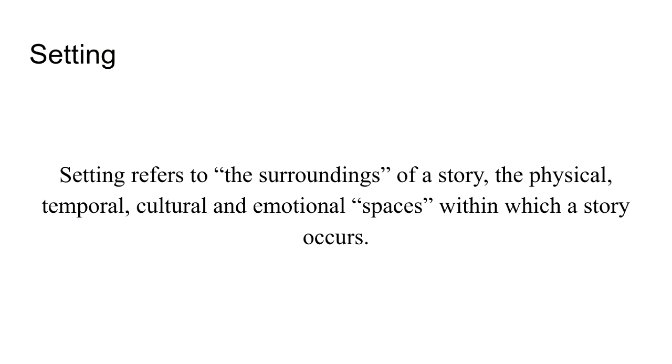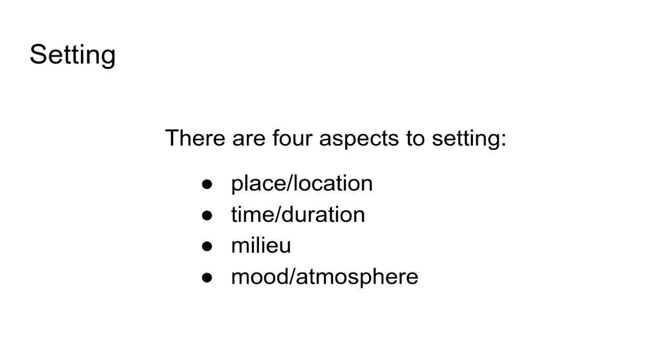You certainly don't need to identify all examples in a story, but certainly try to give us at least one or two solid examples of each. Those four aspects now, we'll call the first one place and location, the second one time and duration, the third one milieu, and the final one mood and atmosphere.